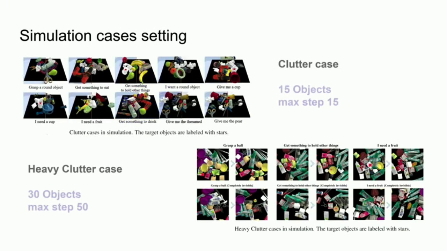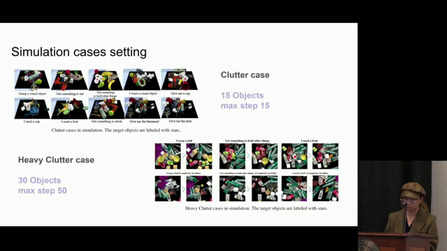And here are some simulation cases setting. We designed two kinds of cases. One is clutter cases. This is based on another research paper that used a vision language model and also the reinforcement learning method. And we also designed original heavy clutter cases. It collects 30 objects and the max trying step is 15. As an example, in the heavy clutter cases, we sometimes can't even see the object, like it's totally hidden.